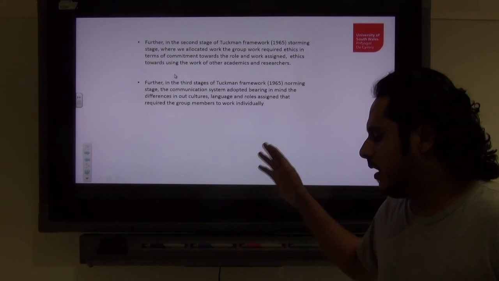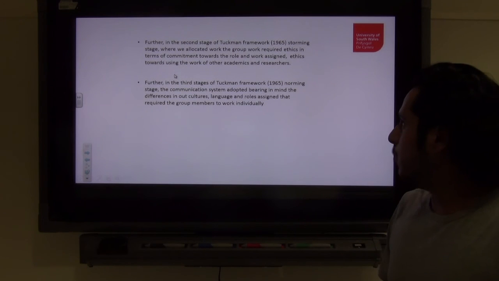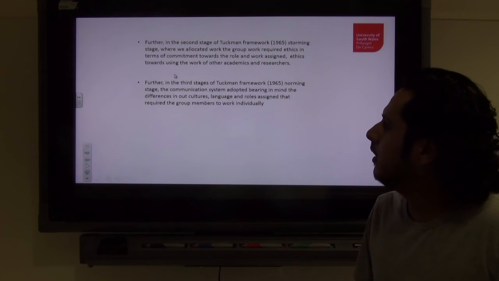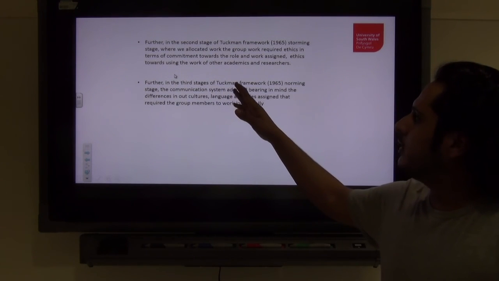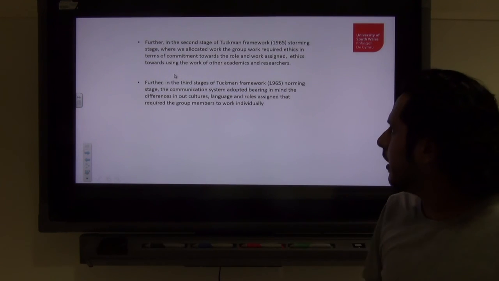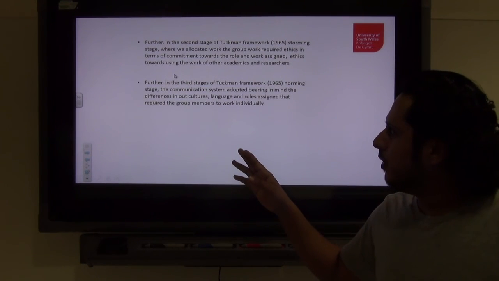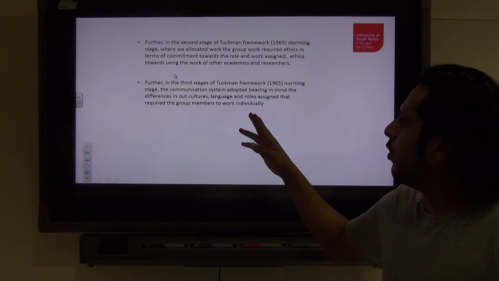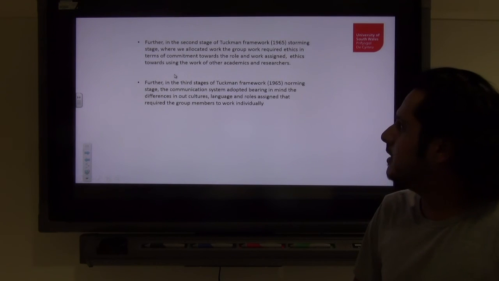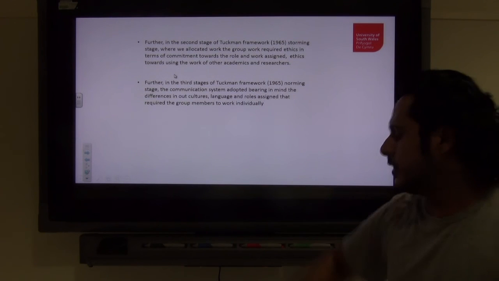On the other hand, in the second stage of Tuckman's framework, the storming stage, group work required ethics in terms of commitment towards the role and work assigned, and ethics towards using the work of other academics and researchers.